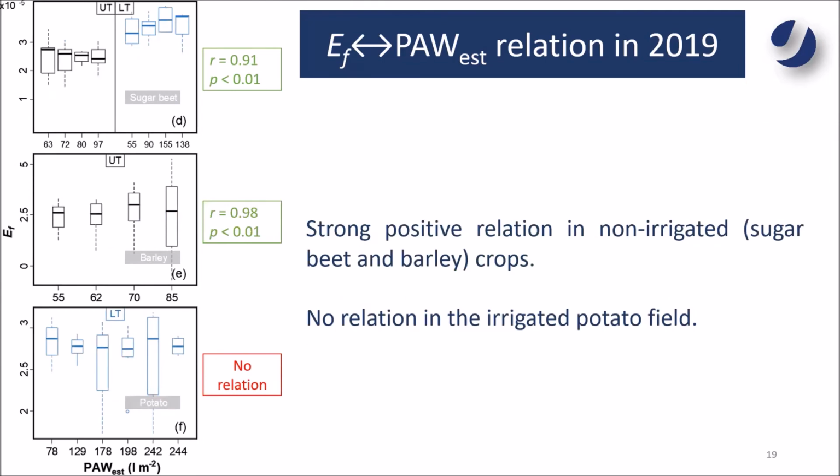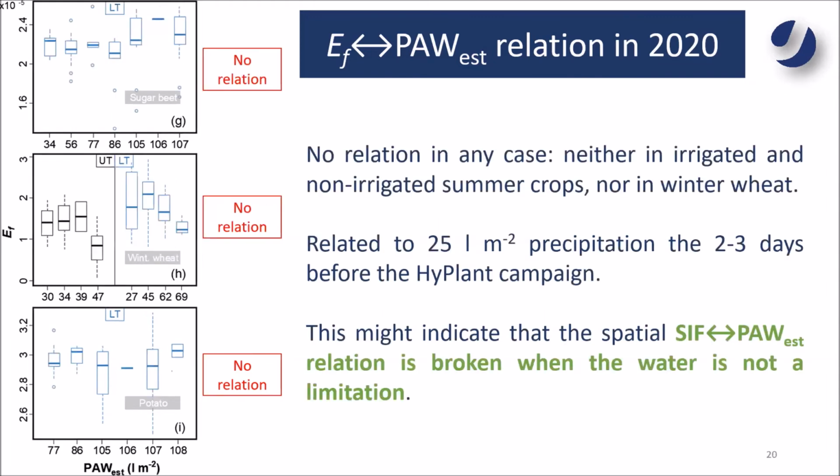For 2019, similarly, we found a significant relation between fluorescence and water in the soil in the non-irrigated summer crops, again sugar beet and barley in this year. And we found no relation in the irrigated potato field. The potato field is also, of course, a summer crop, but in this case it was irrigated and presented no relation. And finally, in 2020, we found no relation in any case.